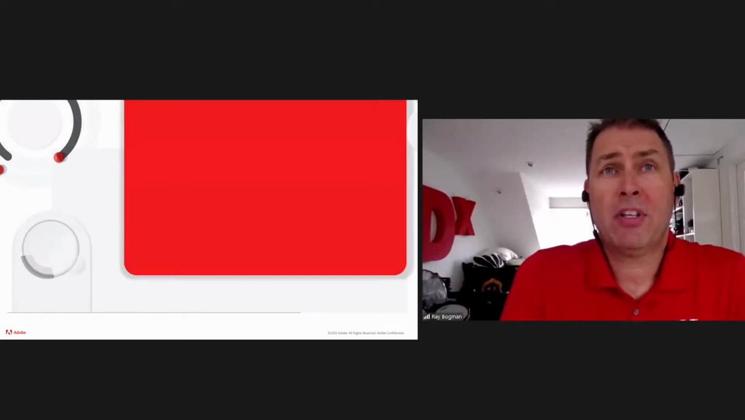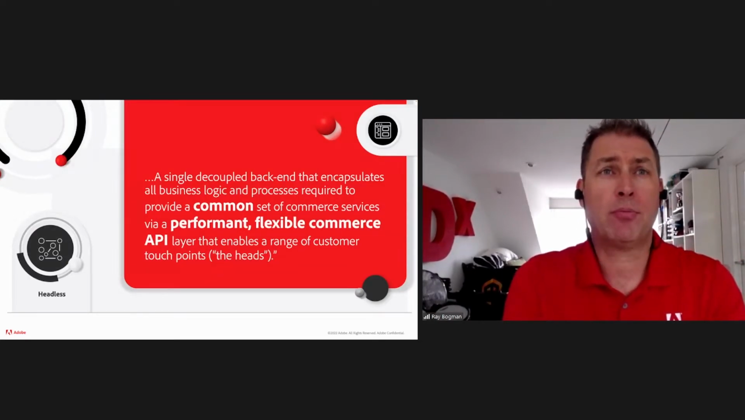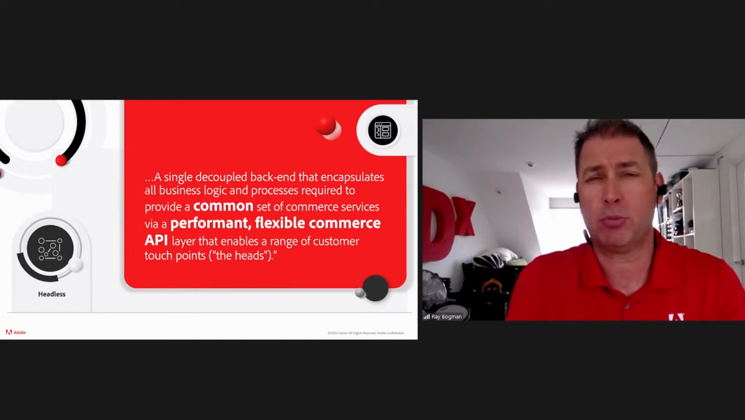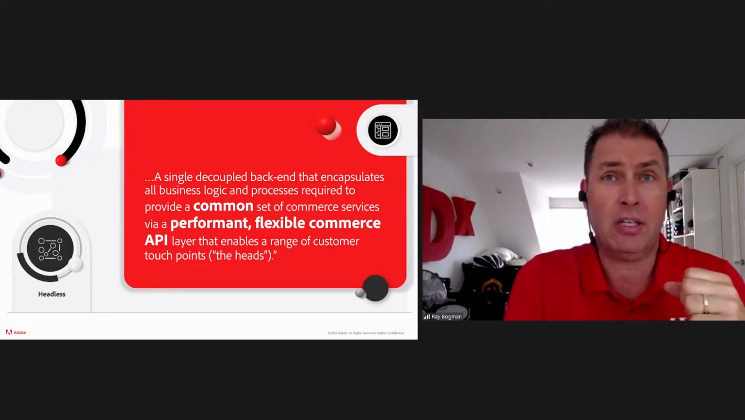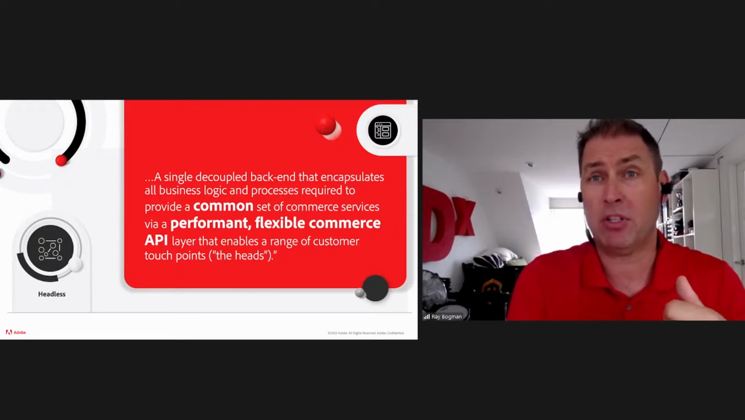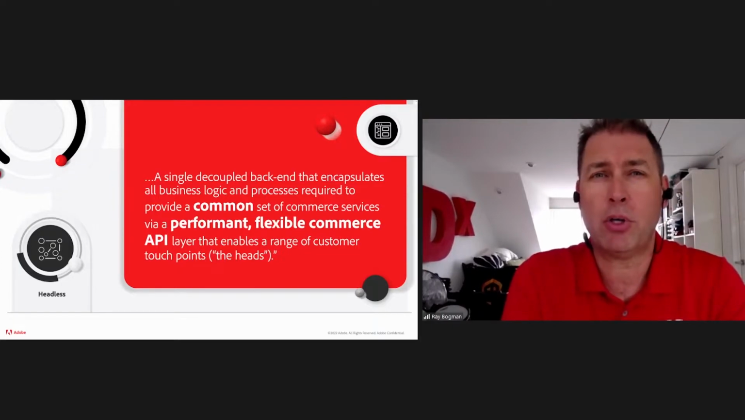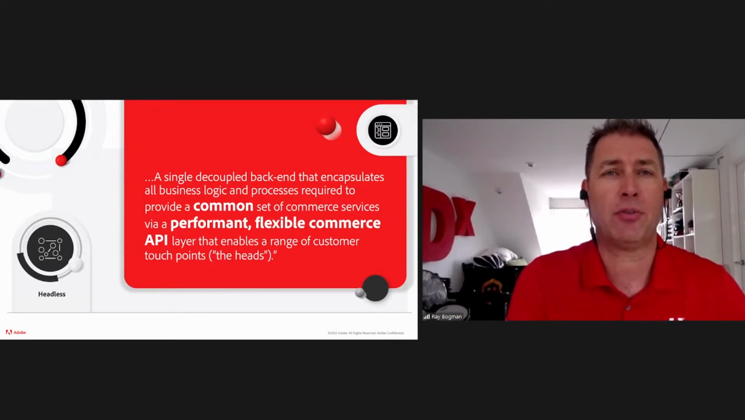That's a good one. Well, Marion, the definition of headless: it's a single decoupled backend that encapsulates all business logic and processes required to process a common set of services via a performant, flexible commerce API layer that enables a range of customer touchpoints, also known as the heads. Headless commerce has multiple angles. We can use it for multiple frontends versus backends. PWA, progressive web app, is a good example of a front end that could be used, for instance, as a sales channel. But headless can also be used for other solutions, for that matter, kiosk or point of sales in stores. So headless can be used everywhere you please.